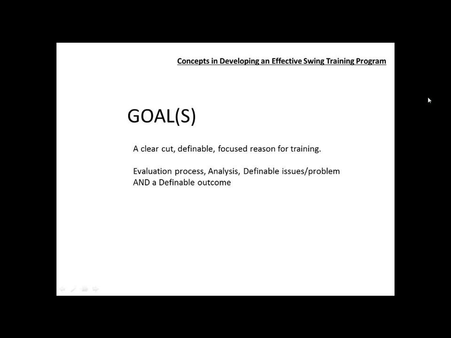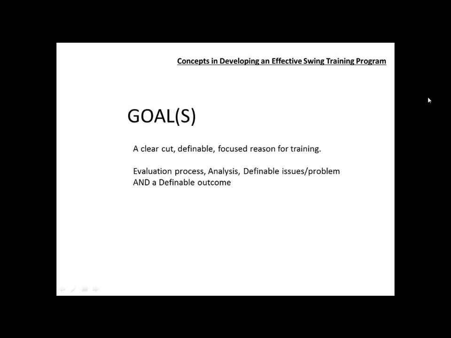So a goal is a really important part of creating a program. In other words, you have to have a clear-cut, definable, and focused reason for training. What is it we're trying to accomplish? And to get there, you have to have some sort of evaluation process. You have to analyze, you have to define issues or problems, and then you have to have some sort of definable outcome. So you're going to do some sort of data collection process.